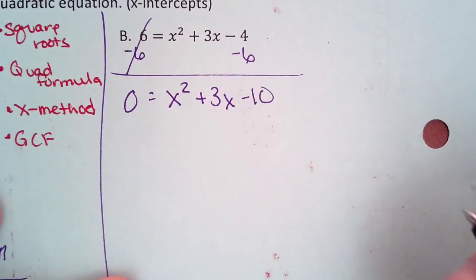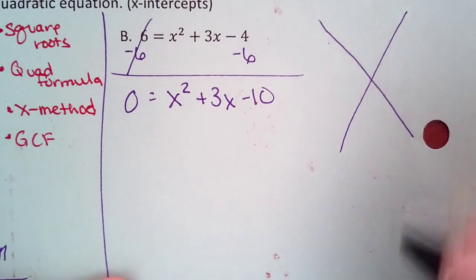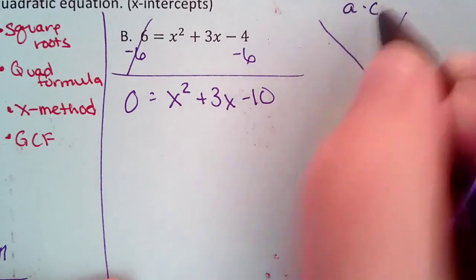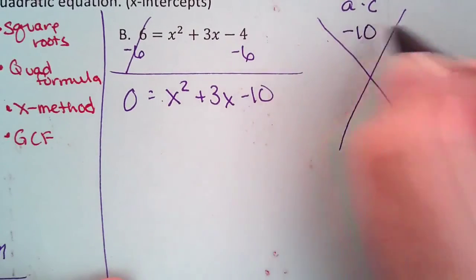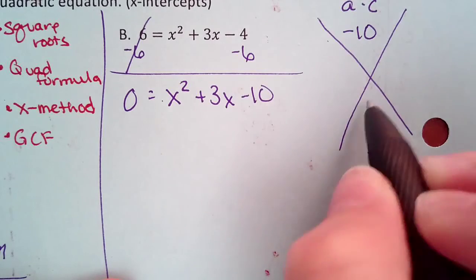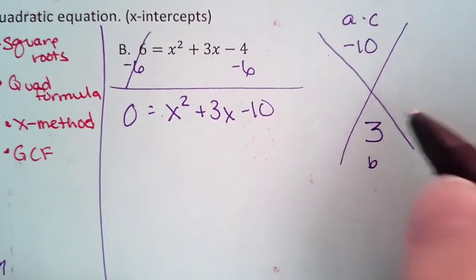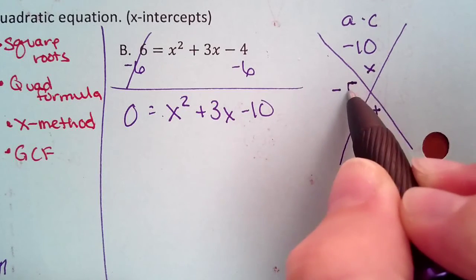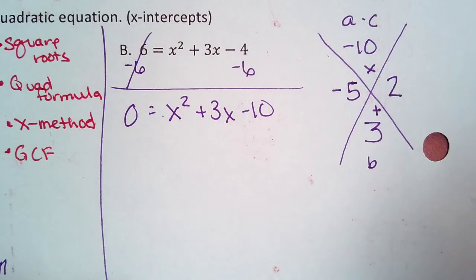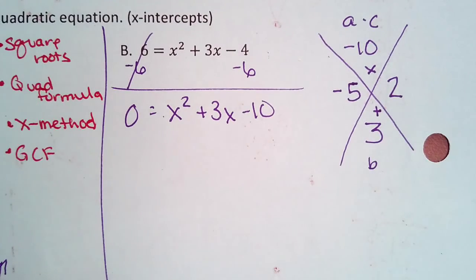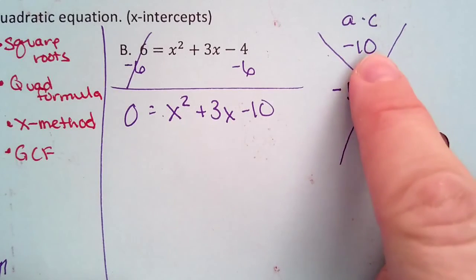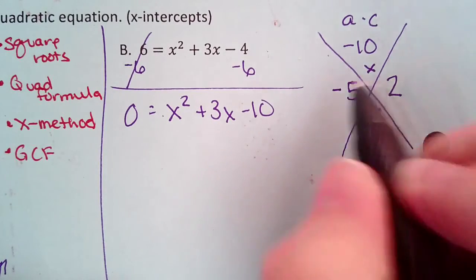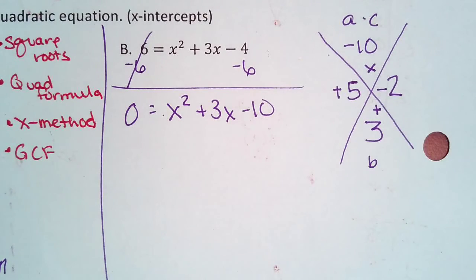We could use the quadratic formula. Or we could use the x if it works. So at the top, a times c. So 1 times negative 10, negative 10. At the bottom, b, 3. Do we know 2 numbers that multiply to negative 10 and add to 3? Negative 5 and 2. Yes, they multiply to negative 10, but do they add? No, so let's flip and make the negative on the other side. Again, it's okay to make mistakes as long as we reanalyze, right?